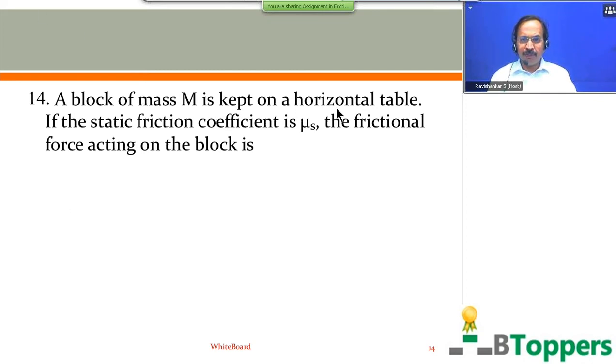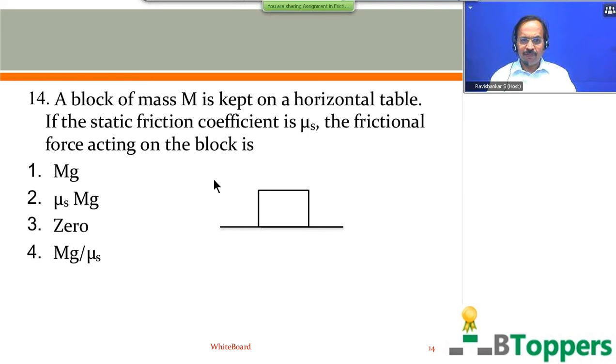A block of mass m is kept on a horizontal table. The static friction coefficient is mu s. The frictional force acting on the block is. You're given 4 options on the screen. Come on, try to answer the question.